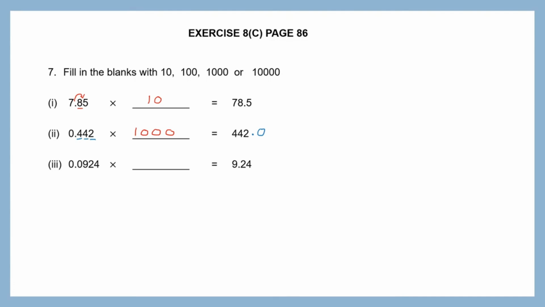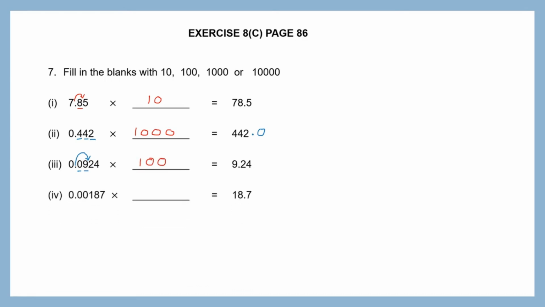Question 3. 0.0924 has become 9.24. So the point has moved to this place. It has moved here. How many places is that? 1, 2. So I need to multiply by 1 followed by 2 zeros, that is 100.